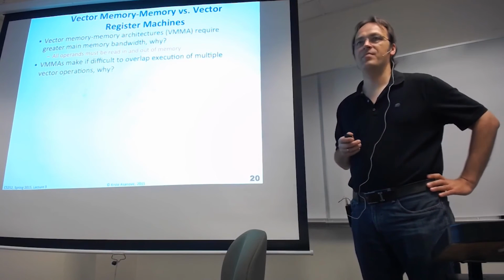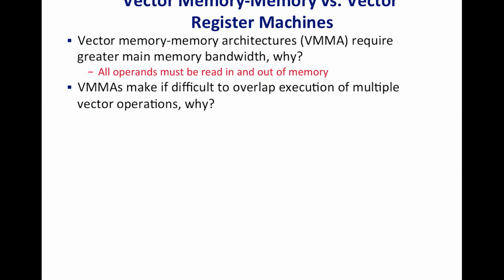Another problem with memory architectures is that it's actually difficult to overlap multiple vector operations. And why is that? What's harder about memory architectures versus vector register architectures in terms of vector ILP? Having multiple vector operations in flight. Well, one would be the structural hazard on the memory system. You need even more bandwidth.